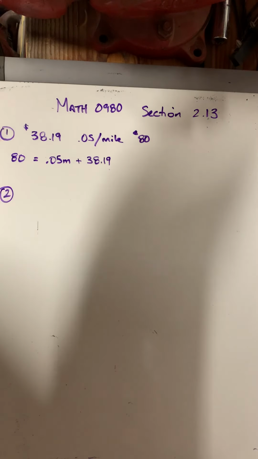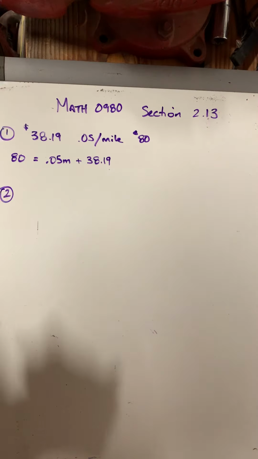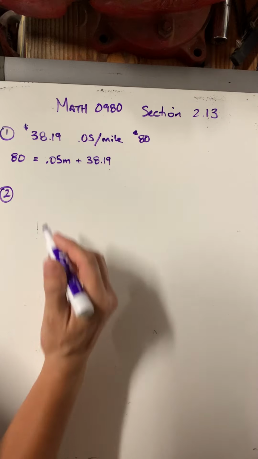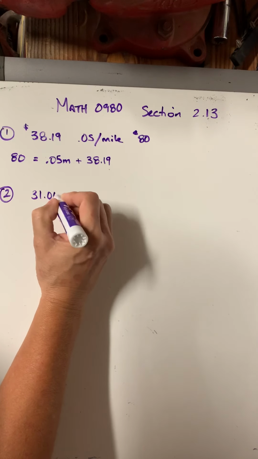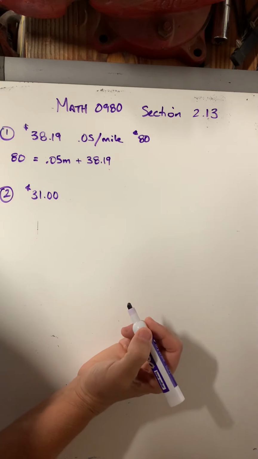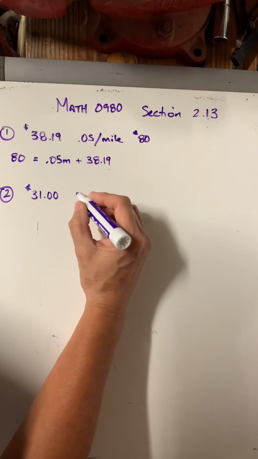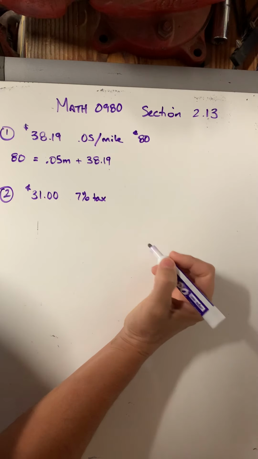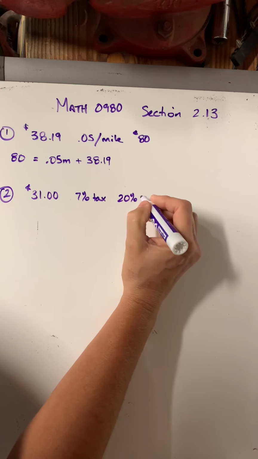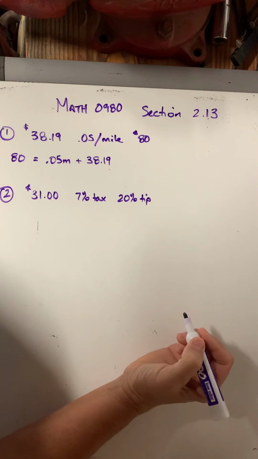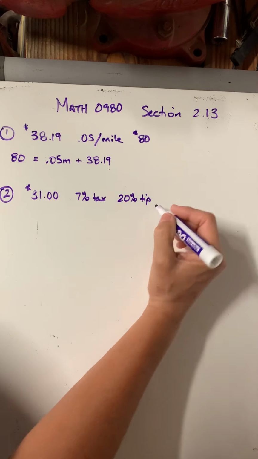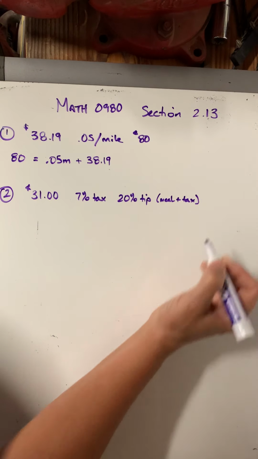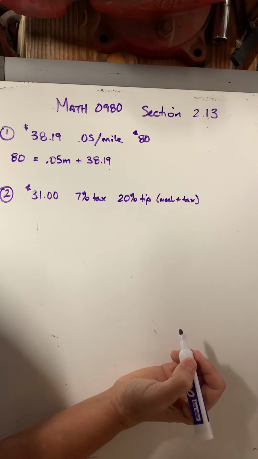Let's look at question number 2. Number 2 says, after a lady is seated in a restaurant, she realizes that she only has $31. If she must pay 7% sales tax and wishes to leave a 20% tip on the total bill, meal plus tax, so she's going to tip the meal plus tax, what is the maximum price of lunch she can order?